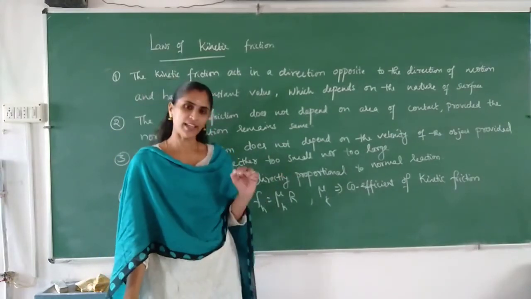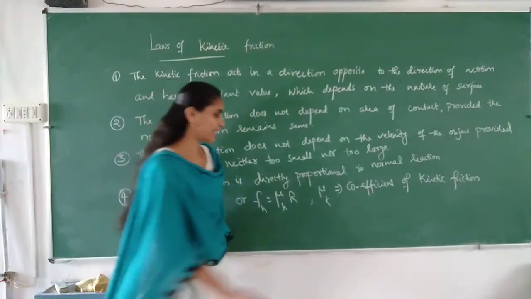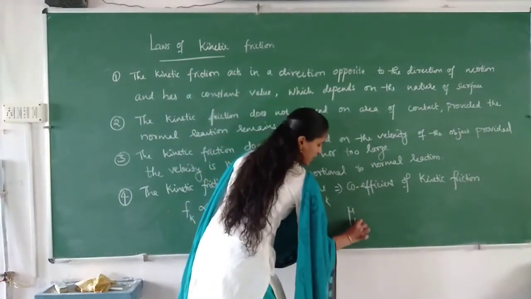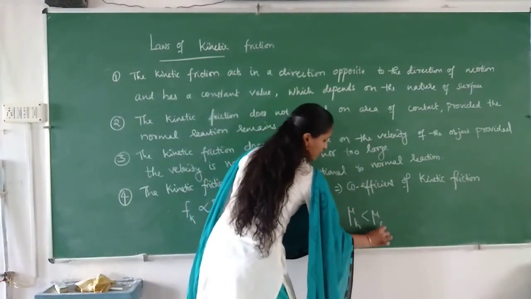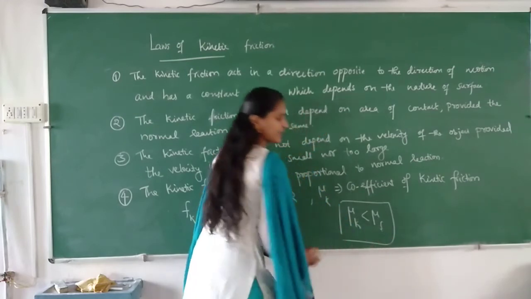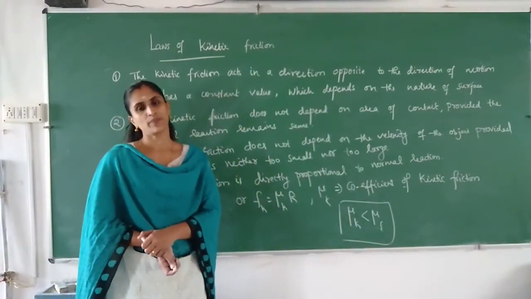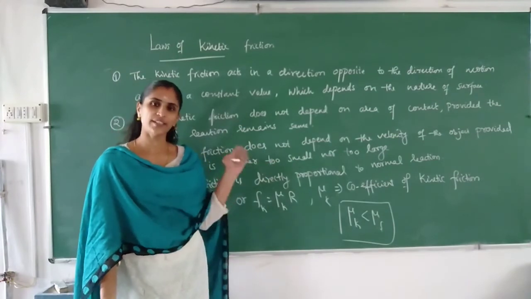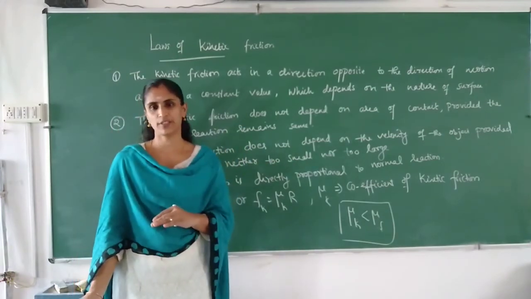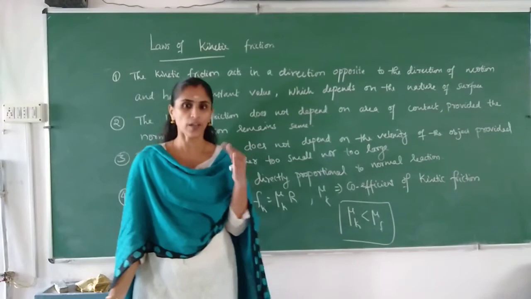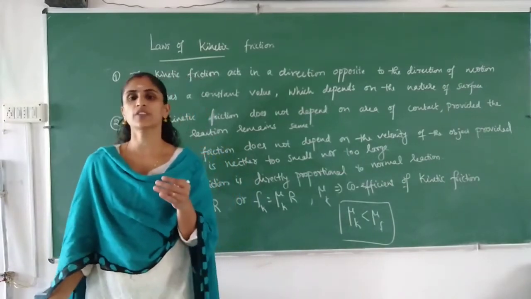We can say that mu k is less than mu s. Mu k will always be less than mu s. So kinetic friction is always less than limiting friction. Okay, is it clear? And now we will discuss angle of friction.